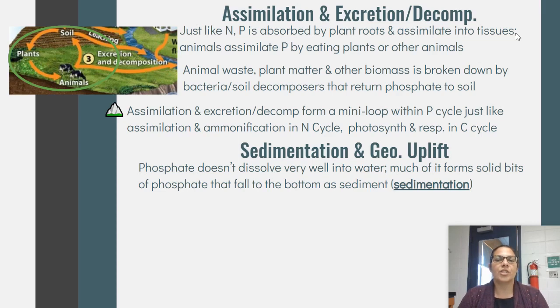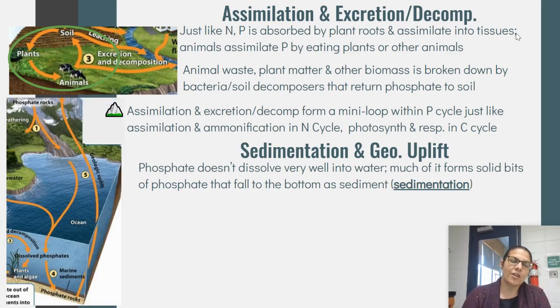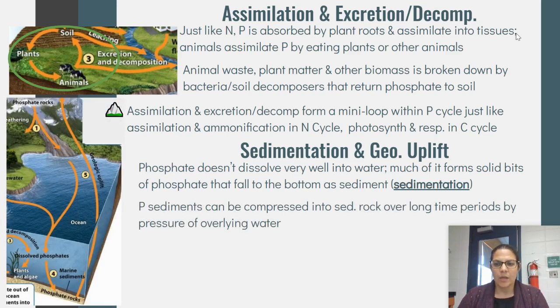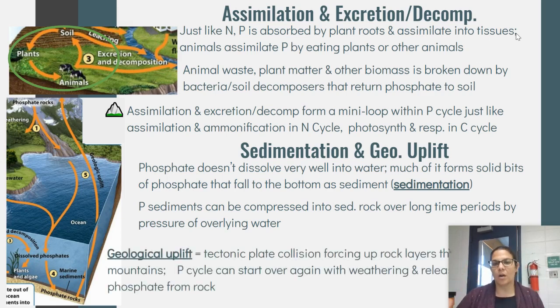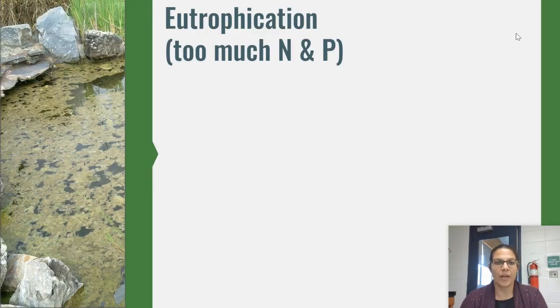Then you have sedimentation and geologic uplift. So since phosphate doesn't dissolve very well in water, a lot of it just kind of stays solid, and that's your sedimentation, just like your fossil fuel formation. So you have long periods of time, you have that pressure of the overlaying of rock and water, and then what happens is geologic uplift with your tectonic plates, it's going to bring stored carbon up to the surface, and then you start that process over again of weathering and erosion.